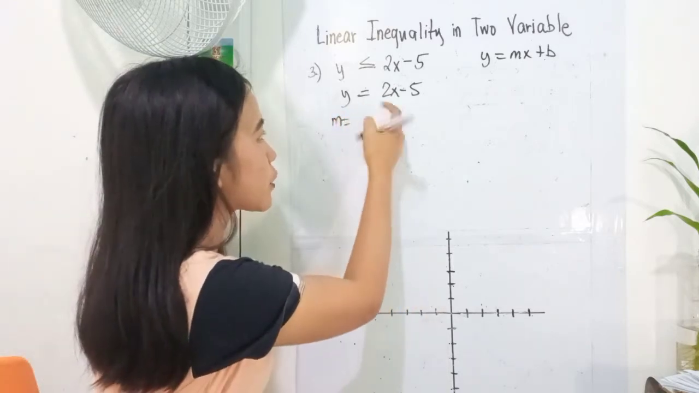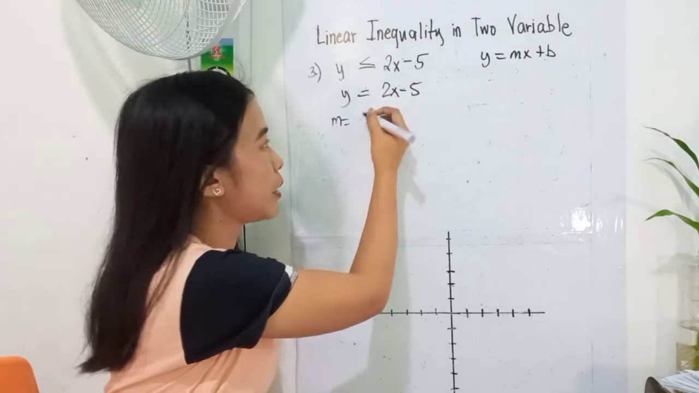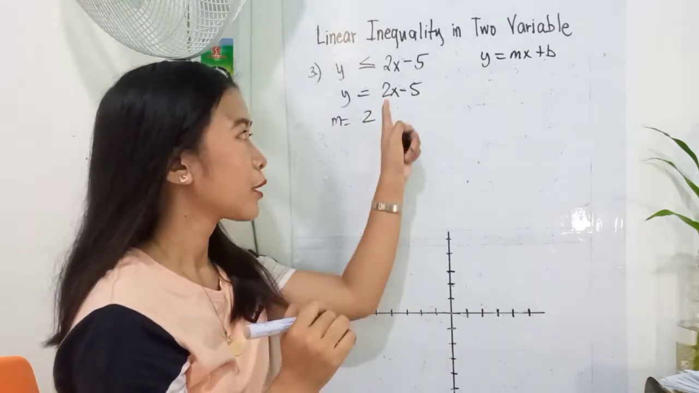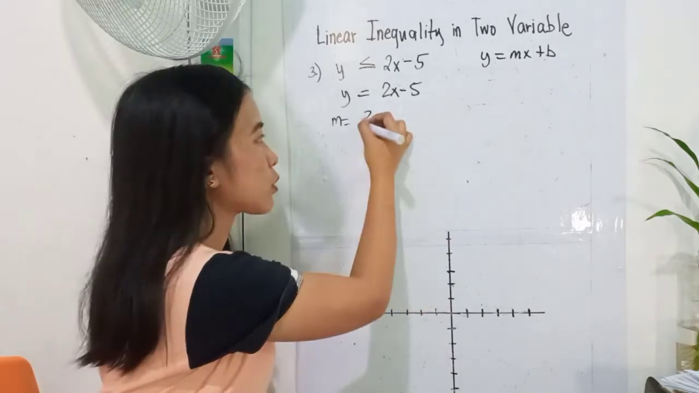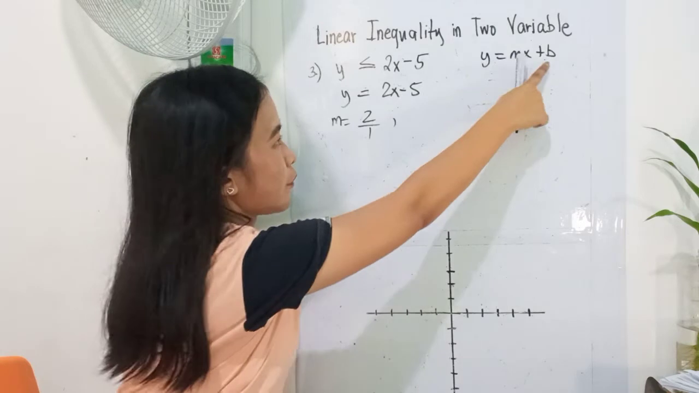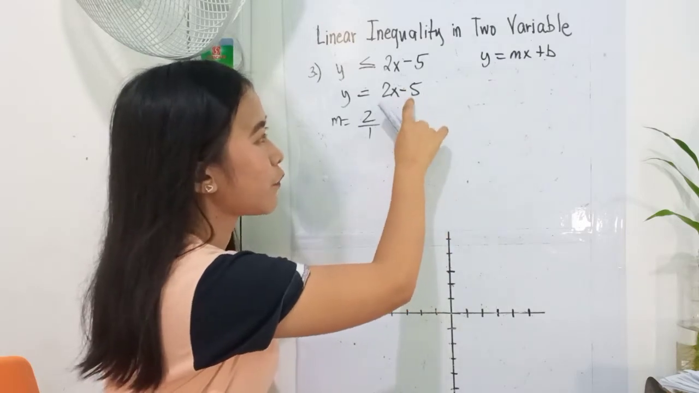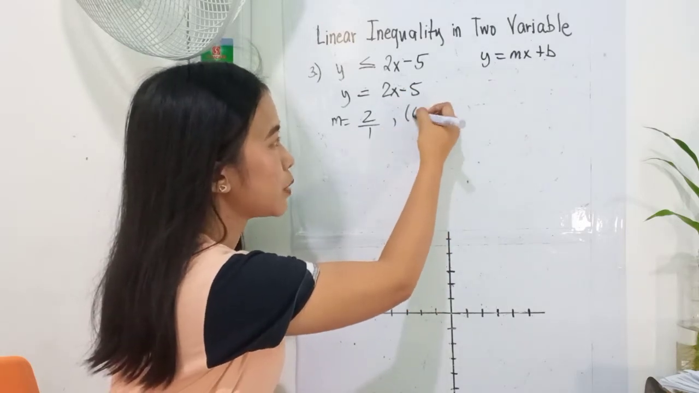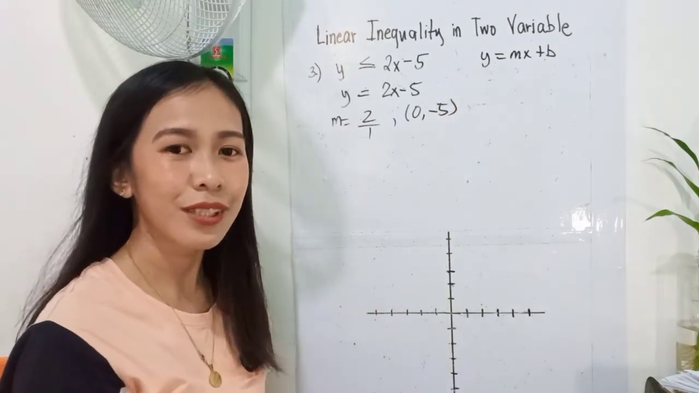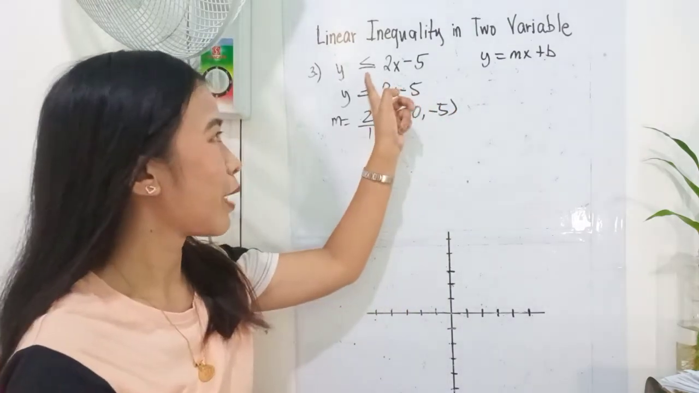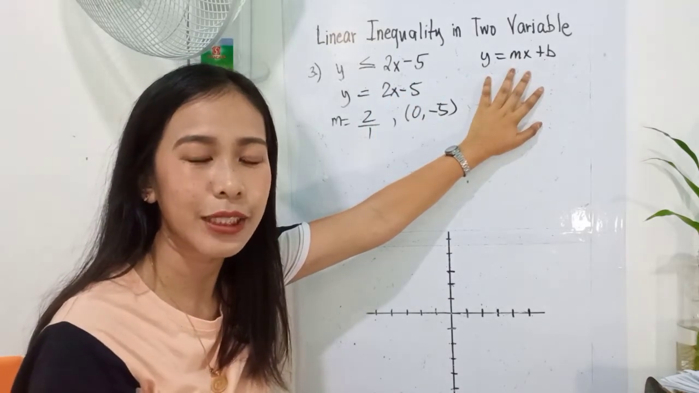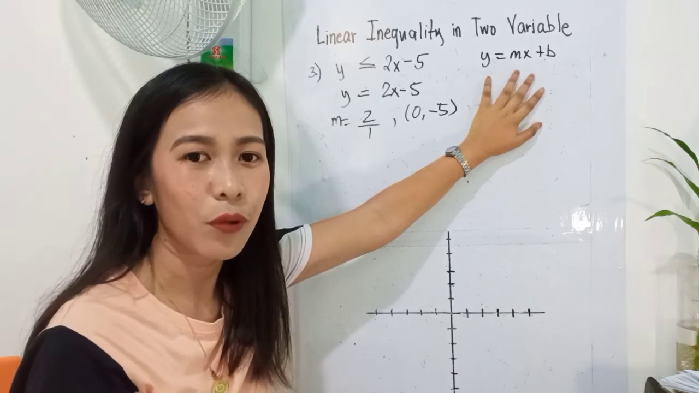Our m is of course 2. Ayan. 2. Di ba we have rise over run? Dapat fraction yan. Dahil wala itong denominator, automatic 2 over 1 yan. Okay? And then our y-intercept, our b, is negative 5. Negative 5. Therefore, we have 0 and negative 5. Okay? Ganun lang kasimple mga bunso kapag automatic na nandito na siya sa form na to. Hindi nyo na kailangan mag-solve ng madami. Kagaya kanina sa mga nauna kong examples, no?